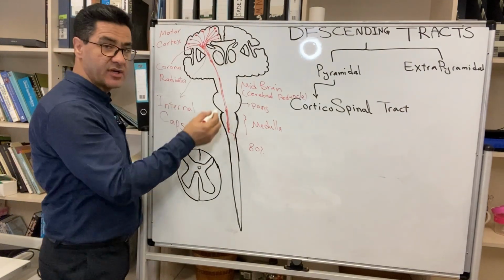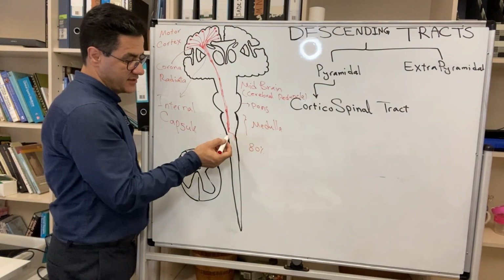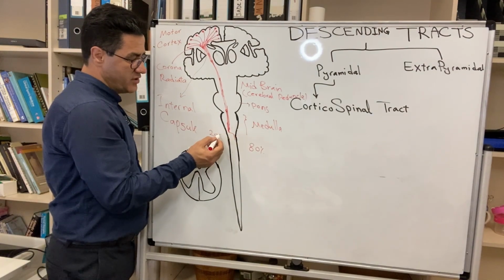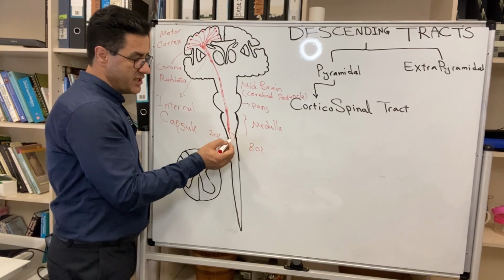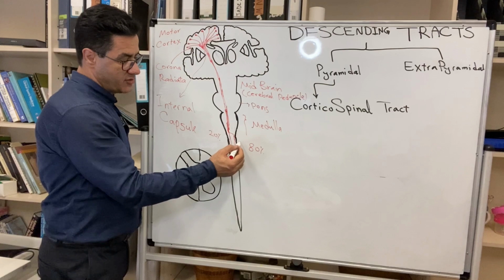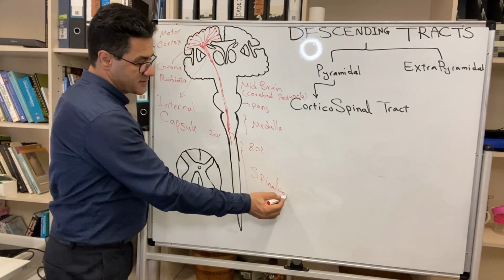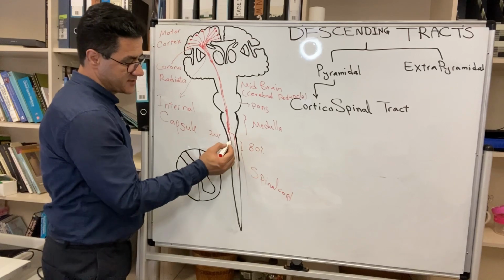So it's coming from the right hemisphere, they're crossing and getting into the left side. But less than 20% remain on the same side. And finally, they run all the way down to get into the spinal cord. So when they get into the spinal cord, what will happen in the spinal cord?